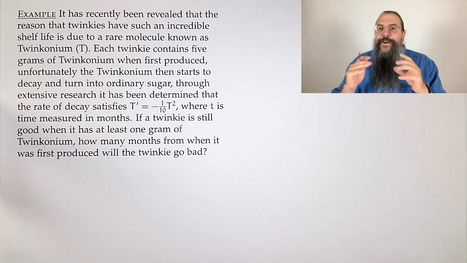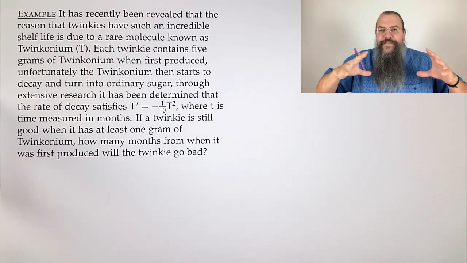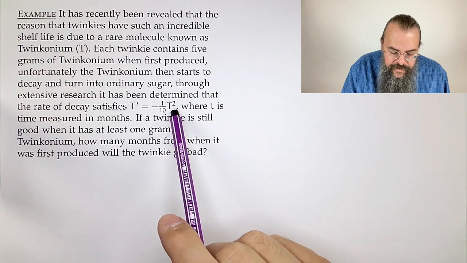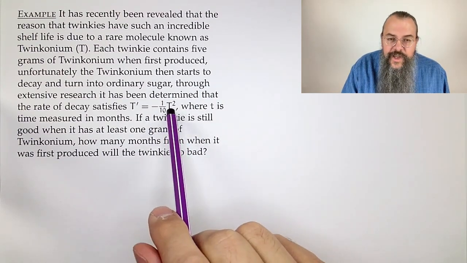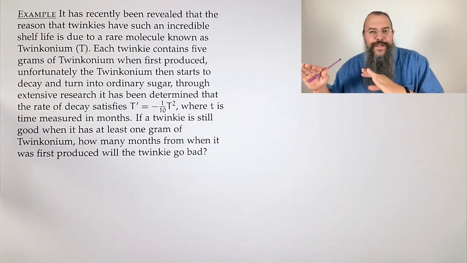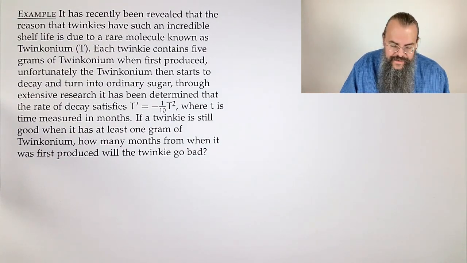Now you might say, aha, this is kind of like radioactive decay, right? Well, radioactive decay would be if it was just minus 1/10 T. This square changes it a little bit. So it's not some sort of exponential function. Well, how does it change things?